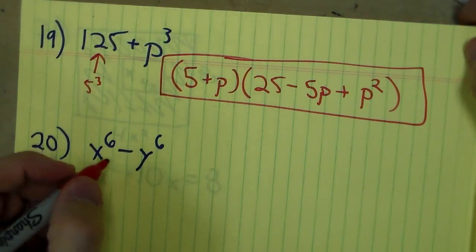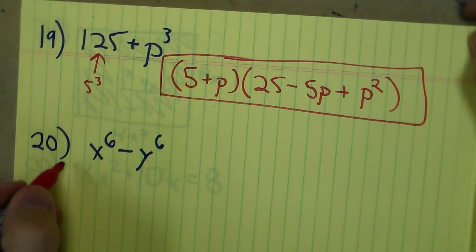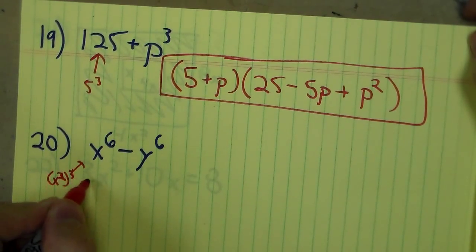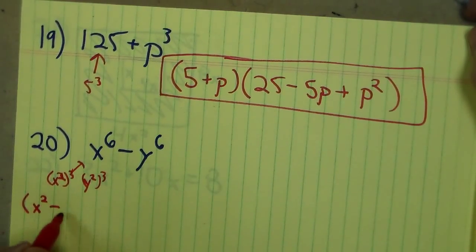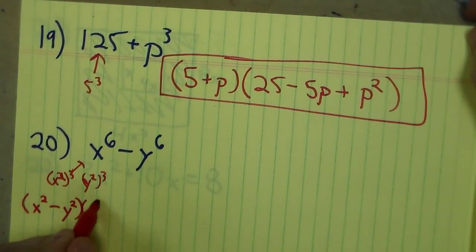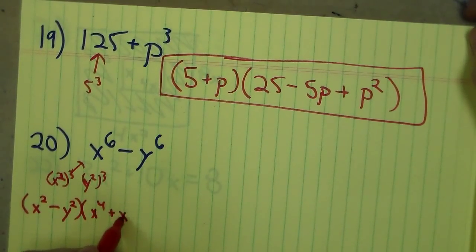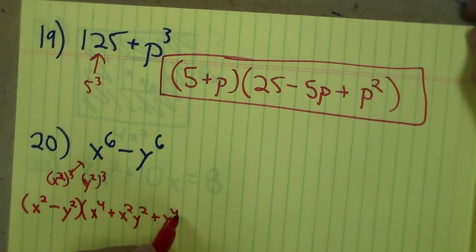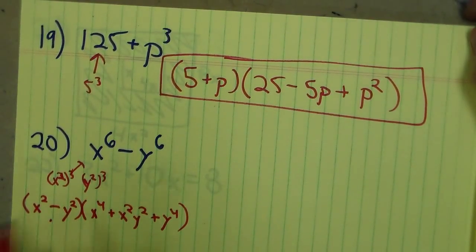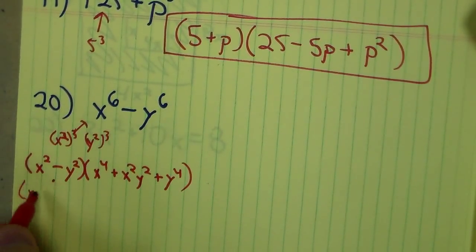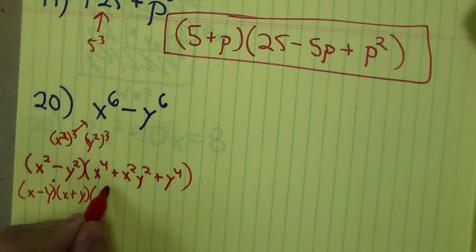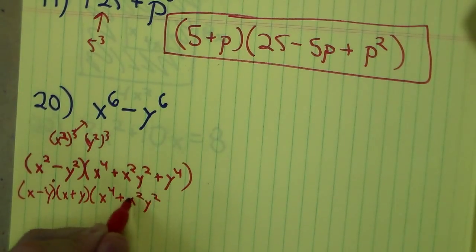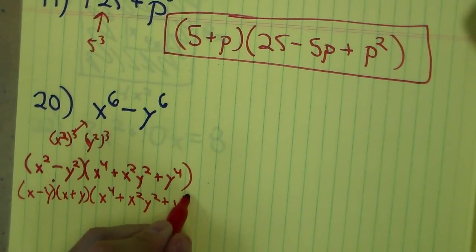You can look back there. We can either think of it as cubes, where it's x squared to the third and y squared to the third. So that would become, in this case, x squared minus y squared, x to the fourth plus x squared y to the fourth. We can factor this as a difference of two squares, x minus y, x plus y, and x to the fourth plus x squared y squared plus y to the fourth.